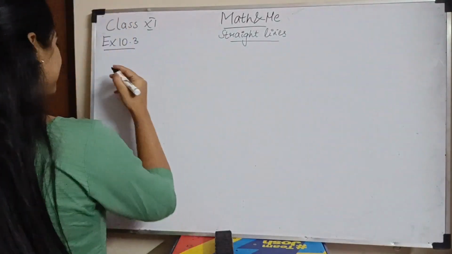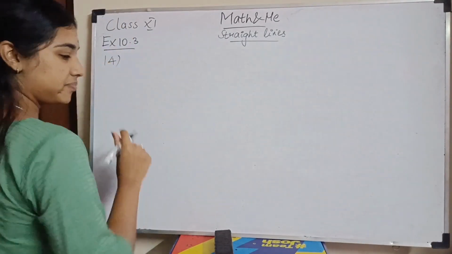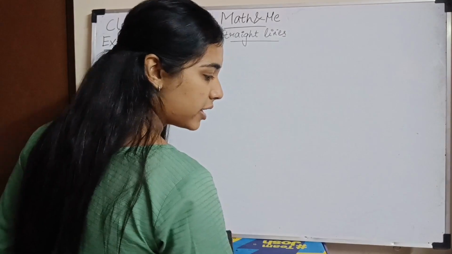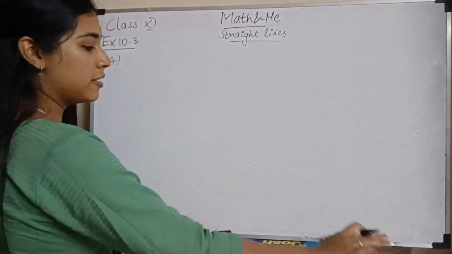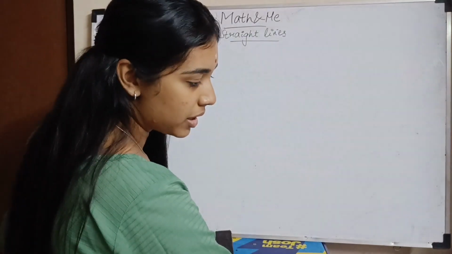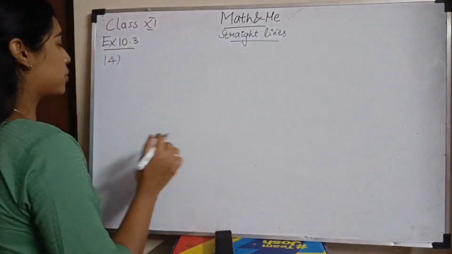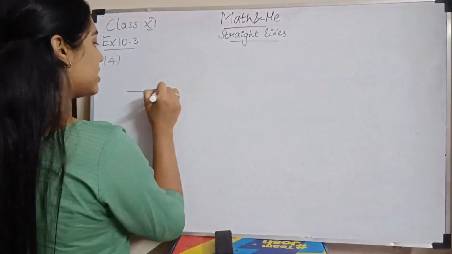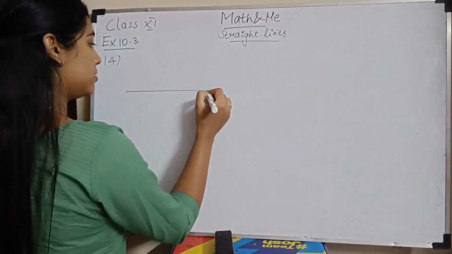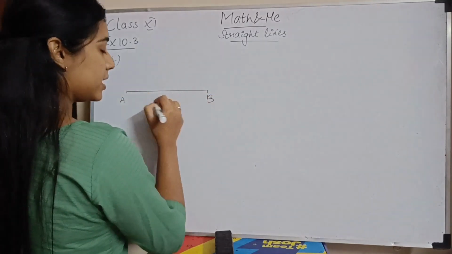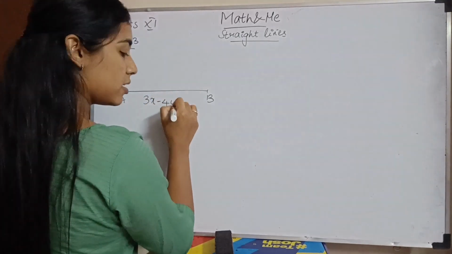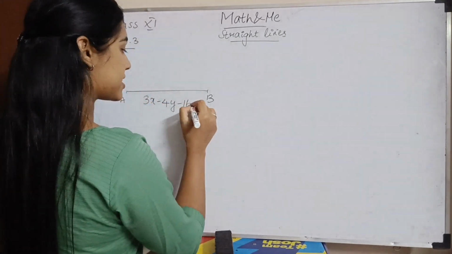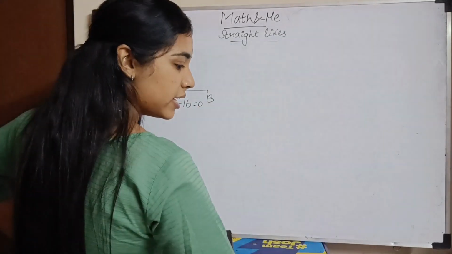Question number 14. Find the coordinates of the foot of the perpendicular from the point (-1, 3) to the line 3x minus 4y minus 16 equals 0. So you have a line with an equation. So let me call this AB. The equation of this particular line is 3x minus 4y minus 16 equals 0.